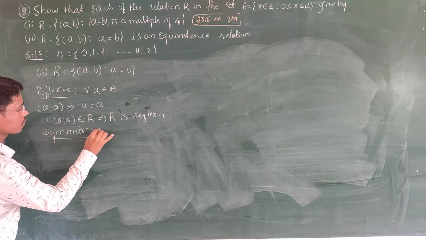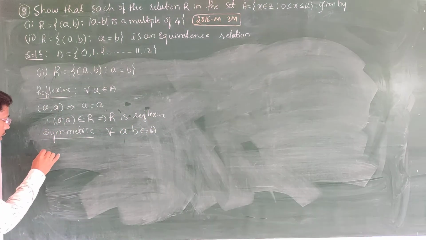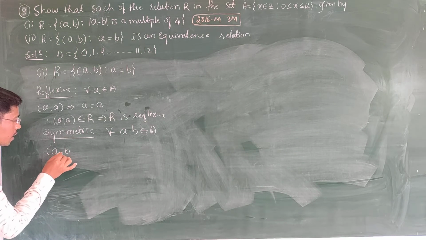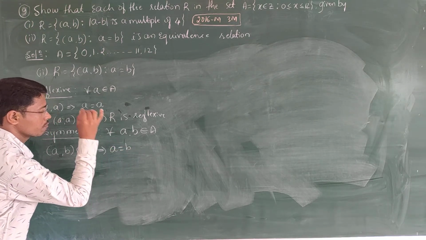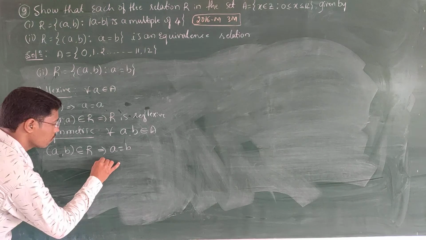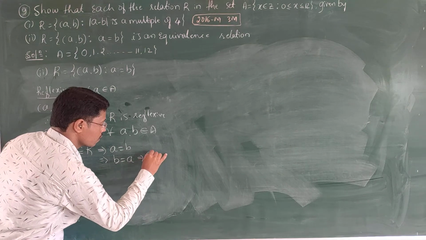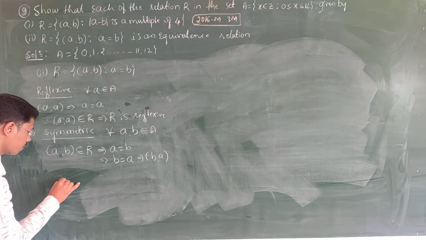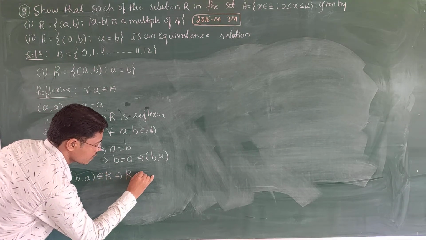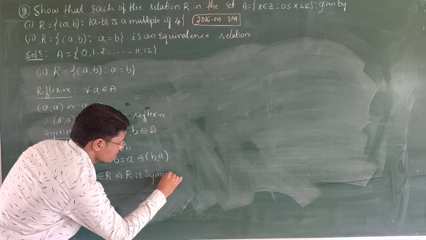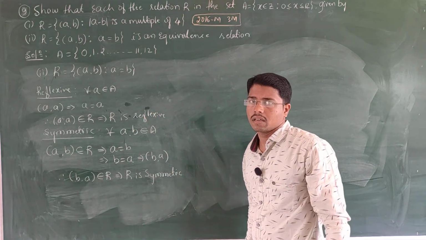Symmetric. For all a, b belonging to the set A, (a, b) belongs to R. This implies a is equal to b. Put in the relation a is equal to b, so we can write it as b is equal to a also. Therefore, (b, a) belongs to R. This implies R is symmetric. Very simple sum. This one, (a, b) such that a is equal to b, is an equivalence relation.